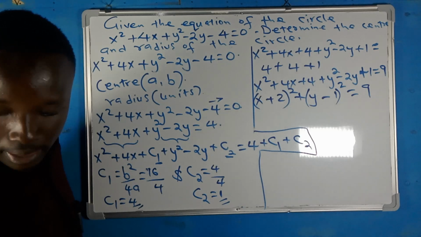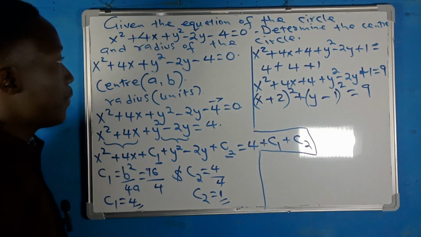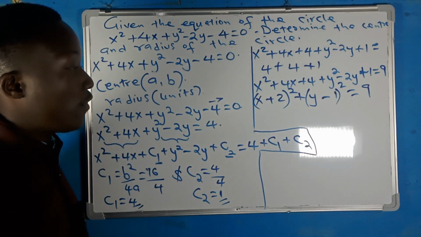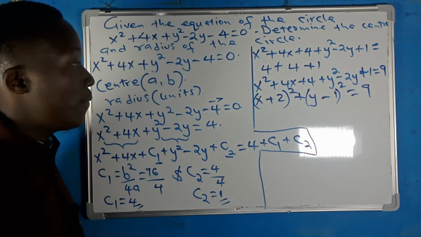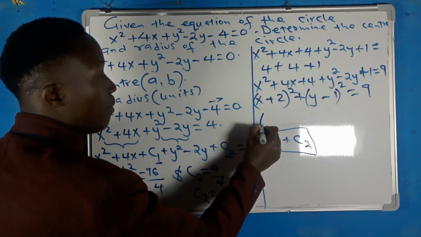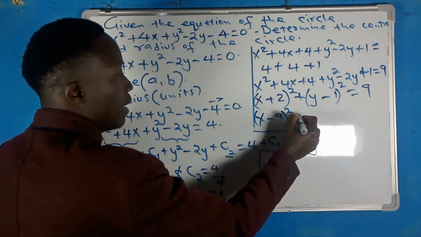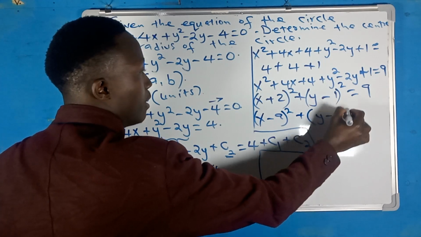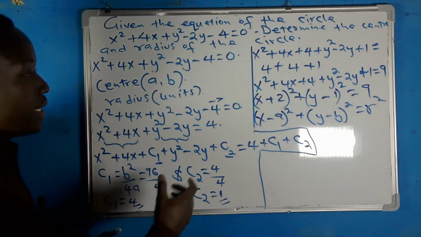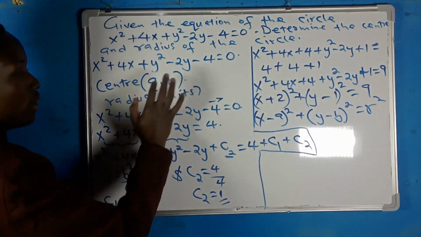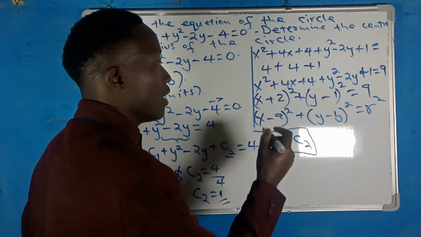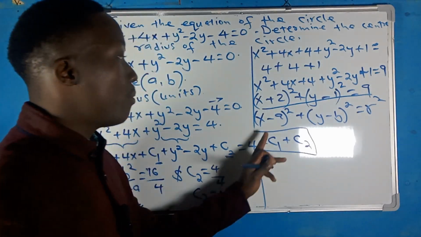We need to proceed to the next step where we are supposed to determine the center and the radius of the circle. And for us to determine the center and the radius of the circle, we need to know that the general equation of a circle is given in the form x minus a squared plus y minus b squared is equal to r squared, where a and b are the coordinates of the center of our circle.